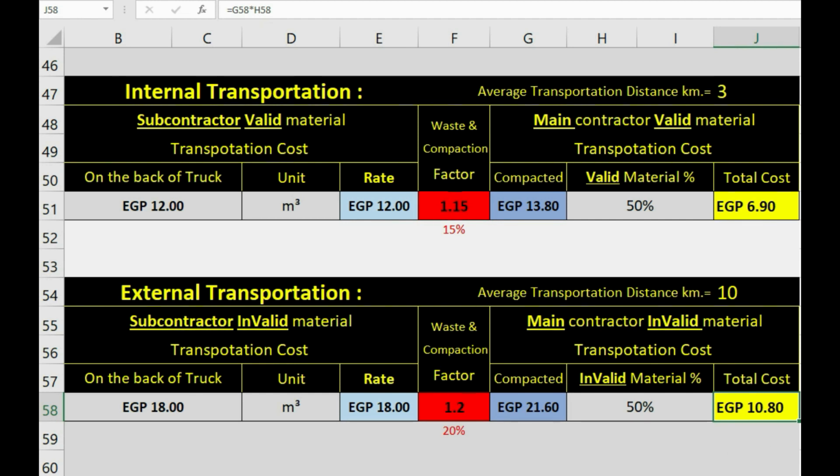We notice here that the waste and the compaction percentage in the external transport is 20%, while in the internal one it is 15. This is because the truck loading capacity externally is a little bit less than the internal, to avoid as much as possible any material spreading to the highway during driving, which can create violations or troubles with the traffic authority.